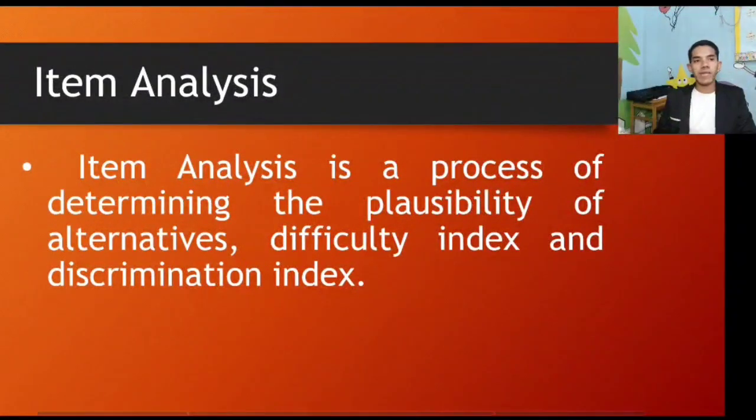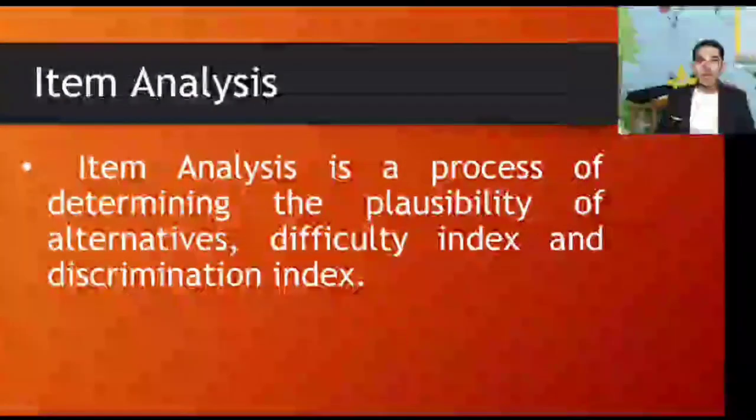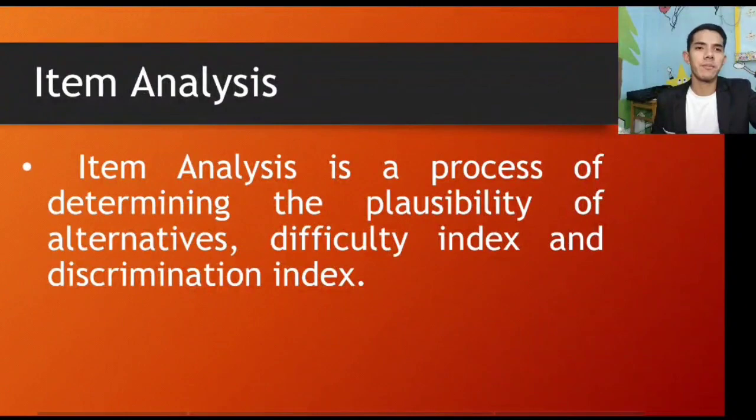So, in plausibility of alternatives, we are going to determine kung nakakapanglito or may kakayahan bang piliin yung isang option in a test paper or in a test exam. In difficulty index naman, we are trying to determine the difficulty level of an item, while discrimination index is about the goodness or poorness of a test item.